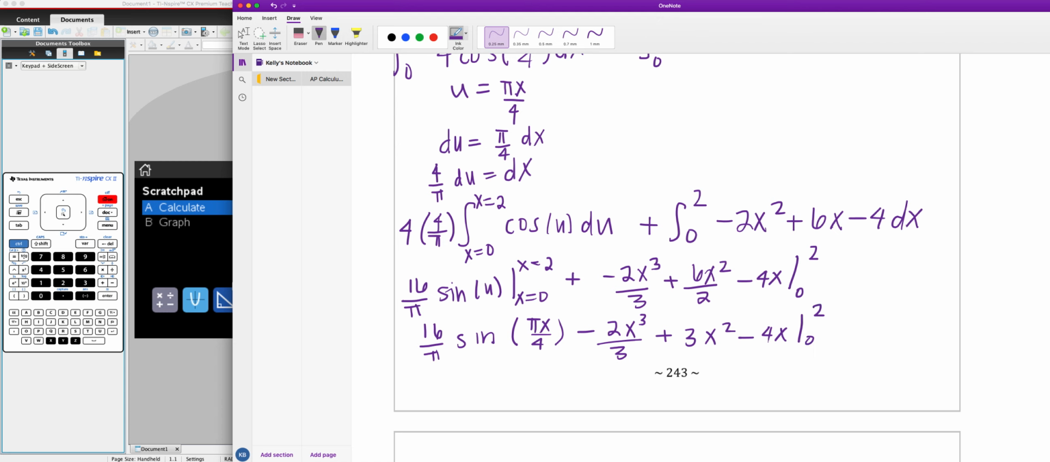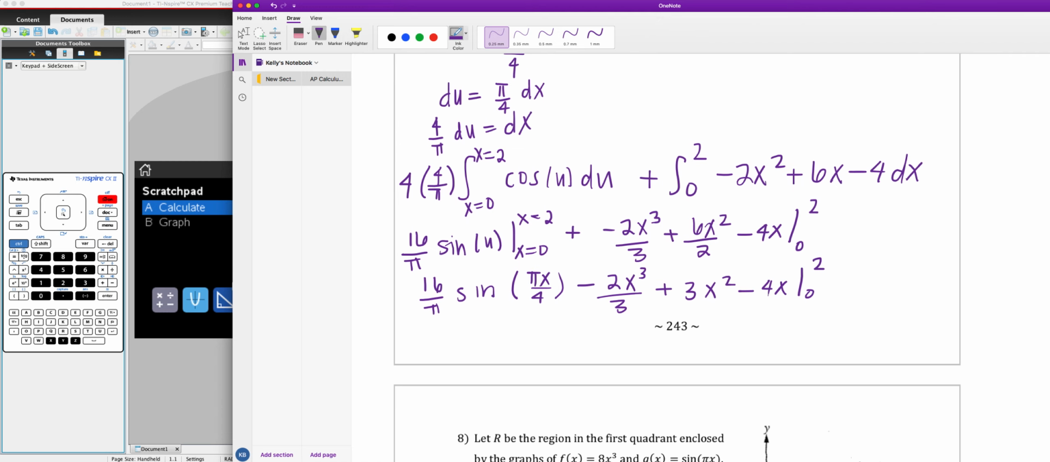Now from here, I've integrated the entire thing. I have my full antiderivative, and the last piece that I have to deal with is subbing in my bound. So my top bound's going to go in first, minus my bottom bound. So for the top bound, I get 16 over pi sine of, when I plug in the 2, I get 2 pi over 4, which would be equivalent to pi over 2, minus 2/3 times 2 cubed, plus 3 times 2 squared, minus 4 times 2.